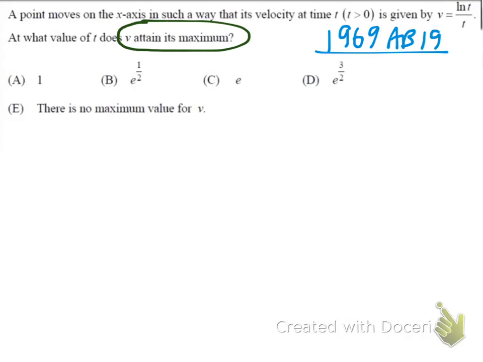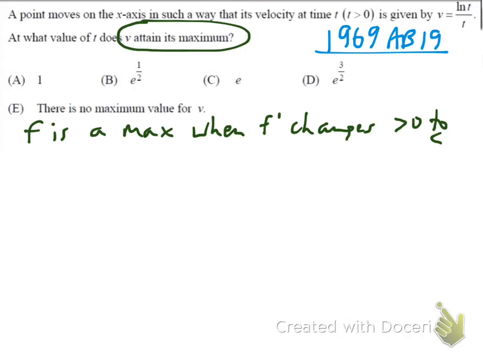So if you go back to the basics, f is a max when f prime changes from positive to negative at a critical point. Okay? So let's put our v right there for f, and say v is a max when v prime changes from positive to negative. So we have to find v prime.